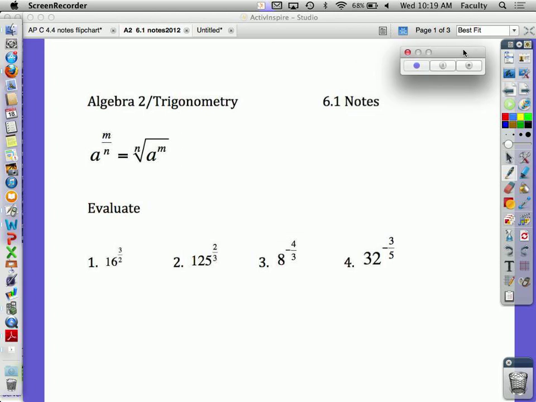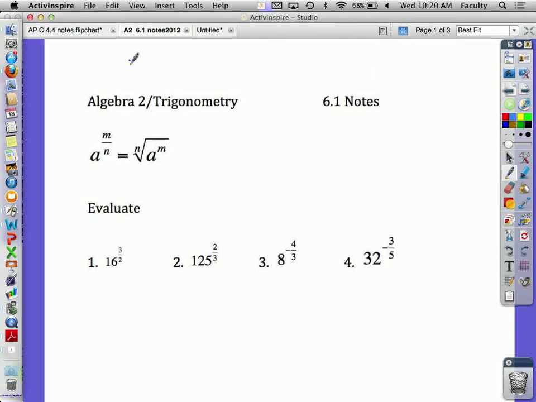6.1 notes. We are going to transition to more complicated exponent properties. Let me just refresh your memory though. Remember, if you had 4 squared, that means 4 times 4, which is 16. If you have, say, 4 to the negative 2, it's 1 over 4 squared, which is 1 over 16.